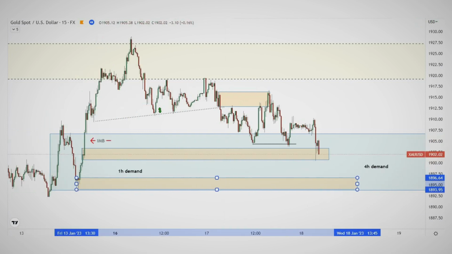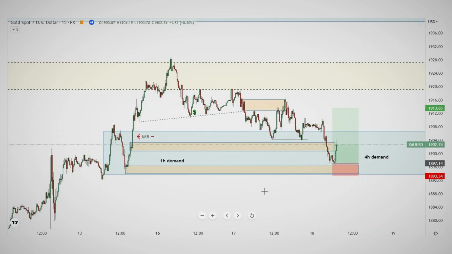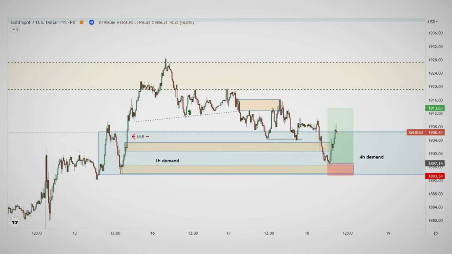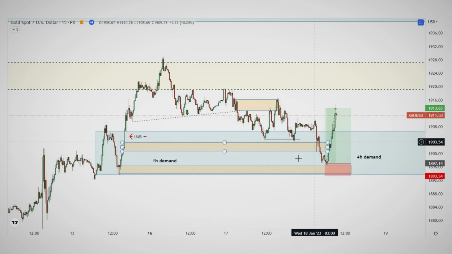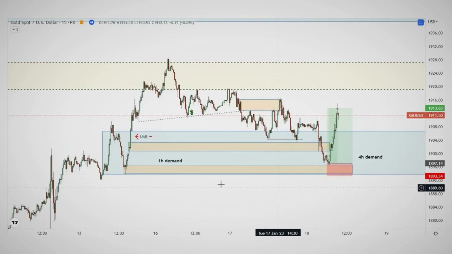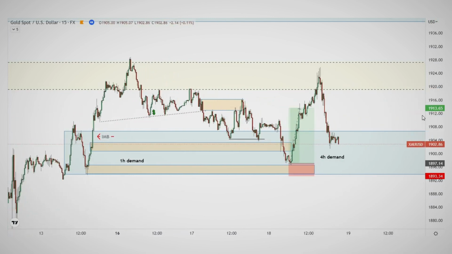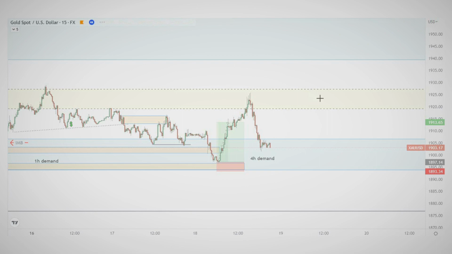The first zone didn't work out and price dropped to the second one. That worked perfectly, generating a 1 to 3 risk-reward trade and more. We could hold the trade even more than our initial target, but I was satisfied with the result and decided to close it. Gold was our major setup last week.